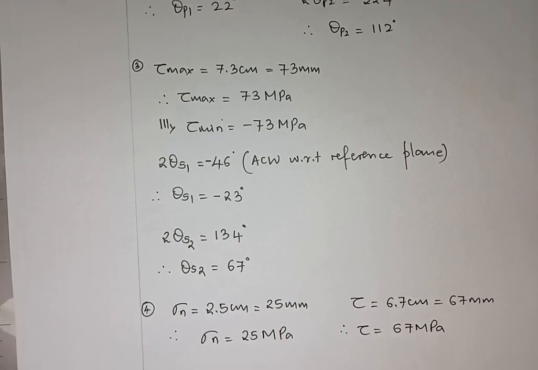Therefore the value of tau is 67 MPa, right? So I have measured the value of sigma n and tau on an oblique plane. So that's it. That is the end of the problem. This was all which you need to calculate. Be careful with the signs, and wherever it is negative, please mention it as negative, right?